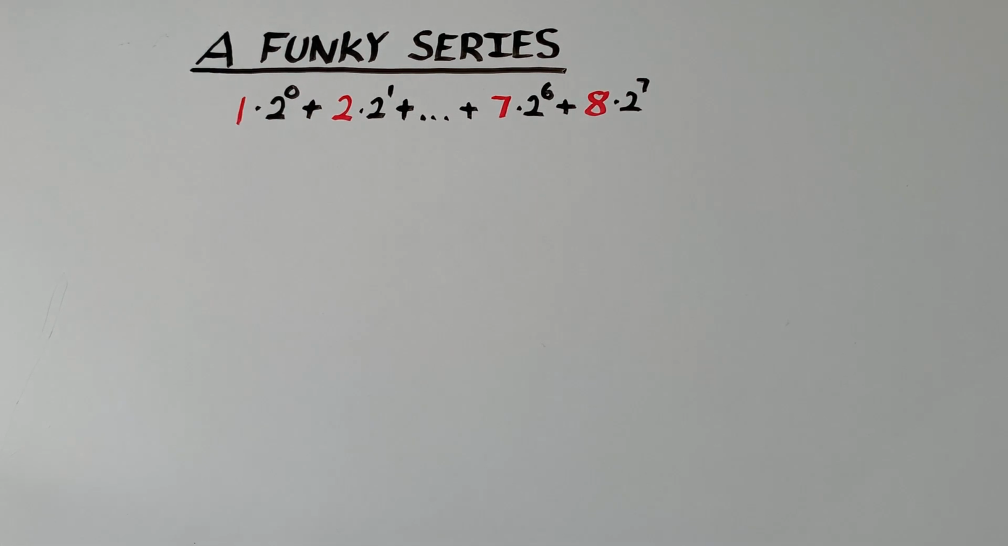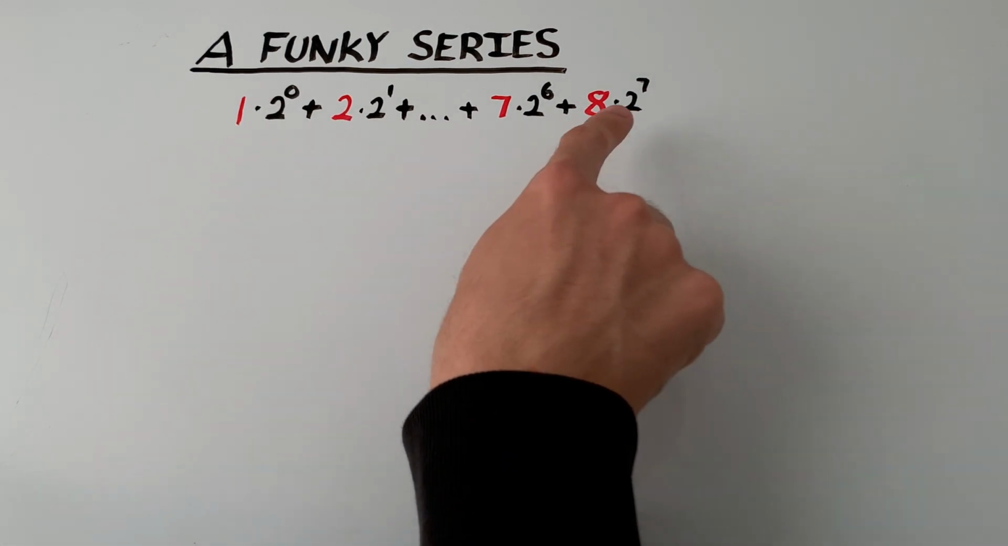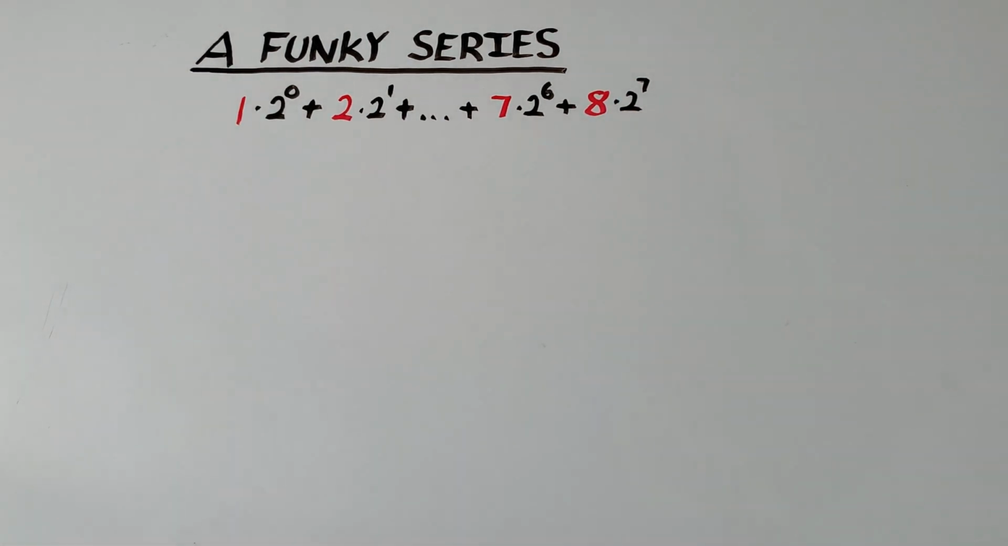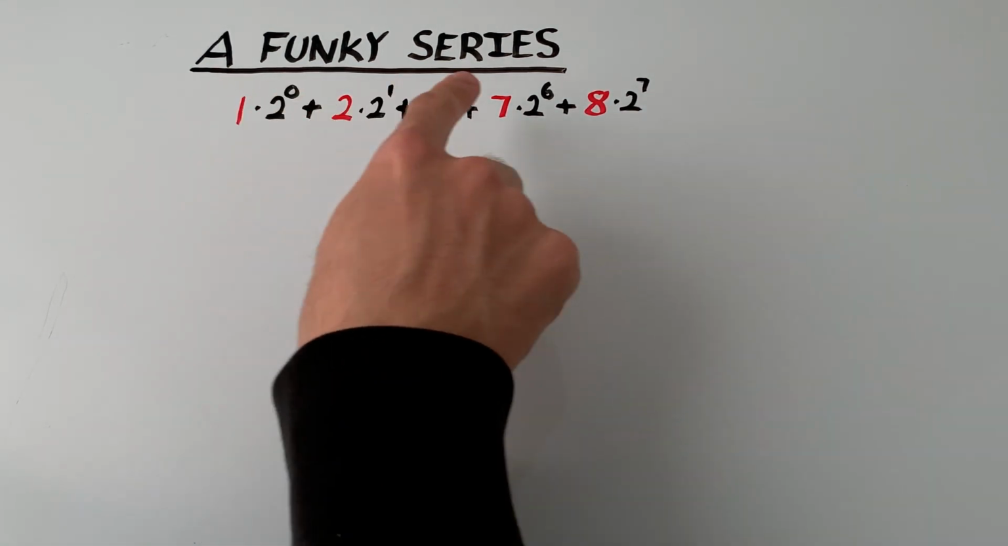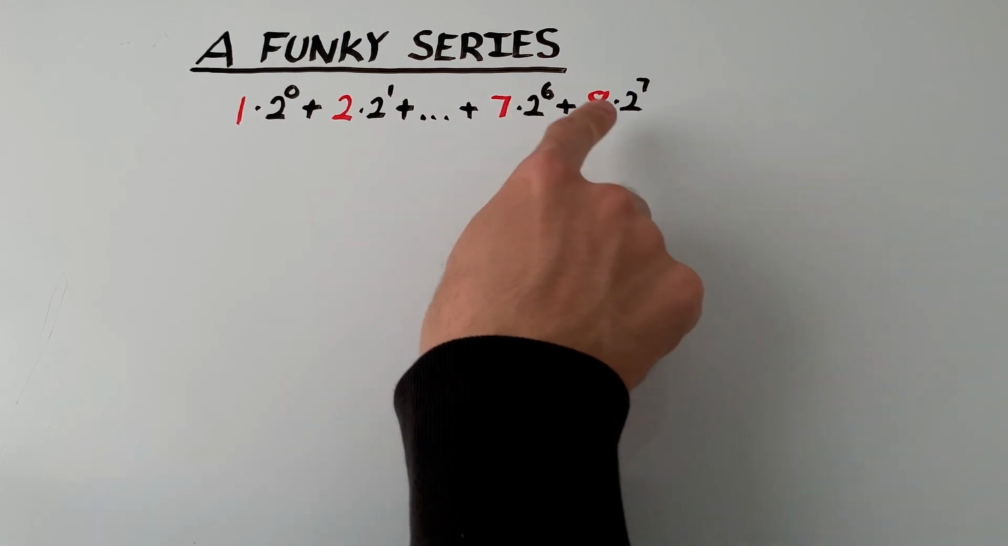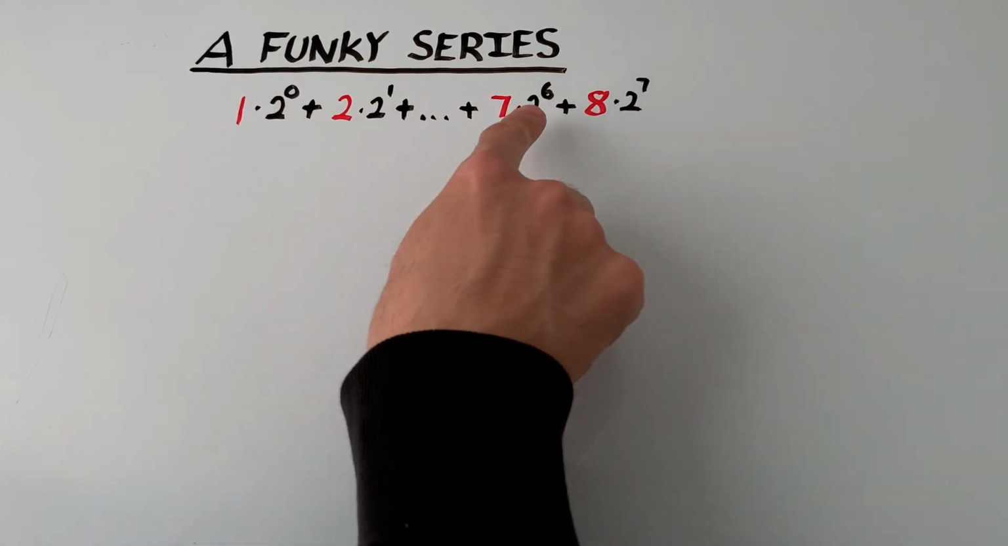This one is an unusual one. Now, what makes this one so unusual? Well, we can see there are some numbers highlighted in red, and the others are highlighted in black.